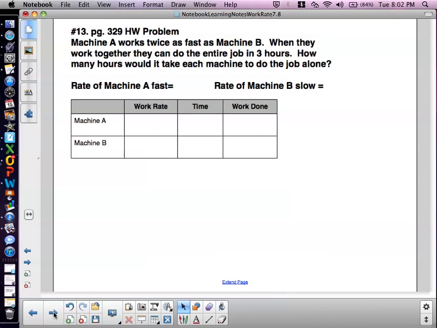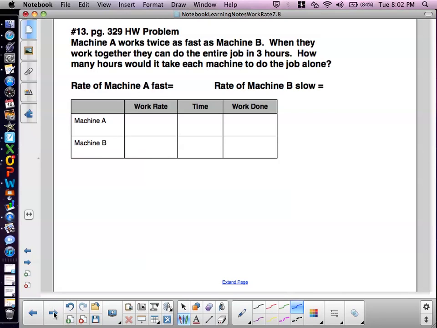Okay, here's a machine problem. This is number 13 on page 329. Machine A works twice as fast as machine B. When they work together, they can do the entire job in 3 hours. How many hours would it take each machine to do the job alone?